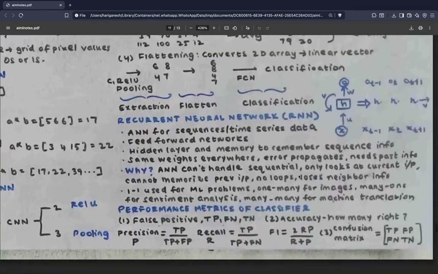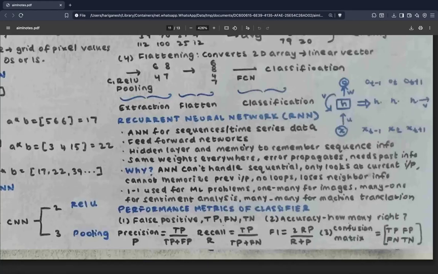So recurrent neural networks. ANN for sequence or time series data is very useless. So RNN comes into play there. You have feed forward networks, you have a hidden layer and memory to remember sequence info, same weights everywhere, error propagates, you need past info.